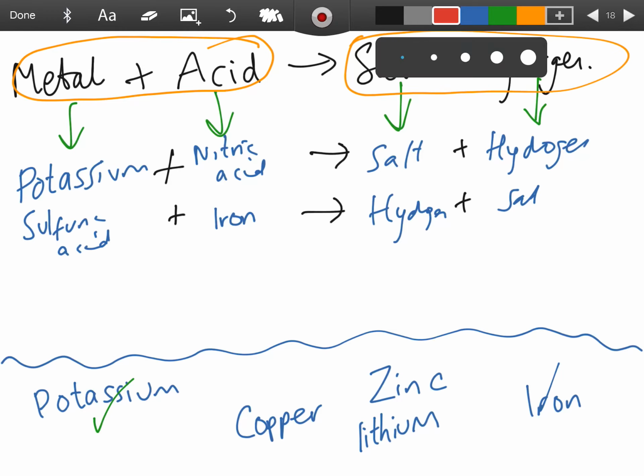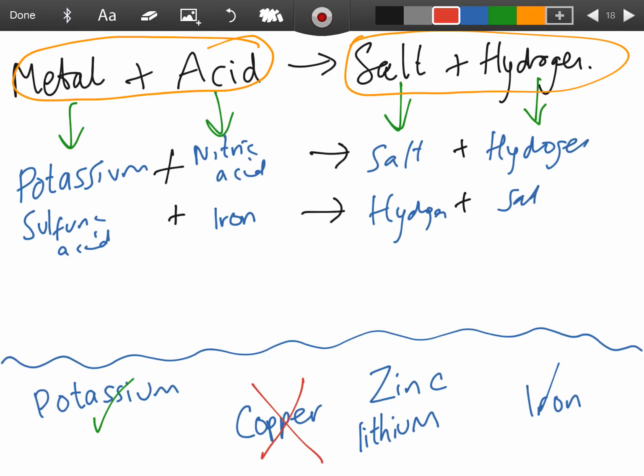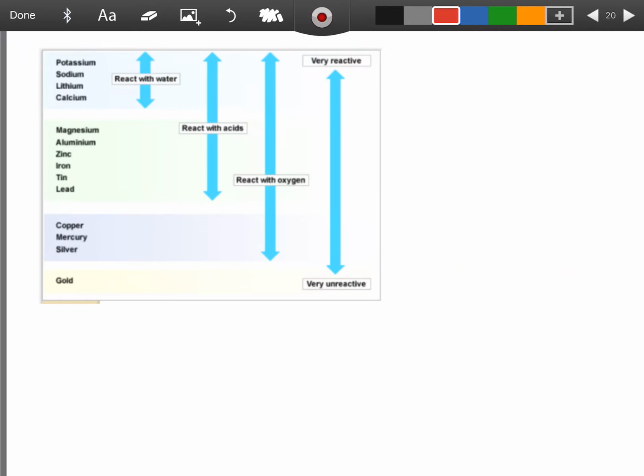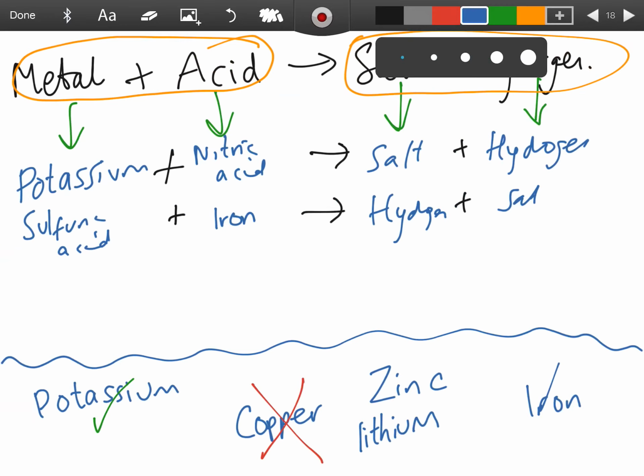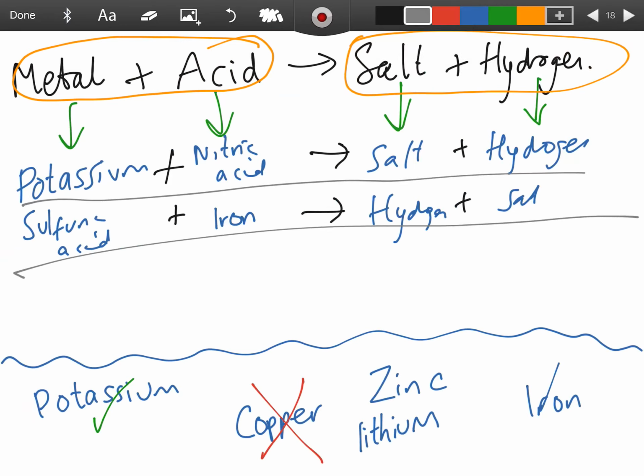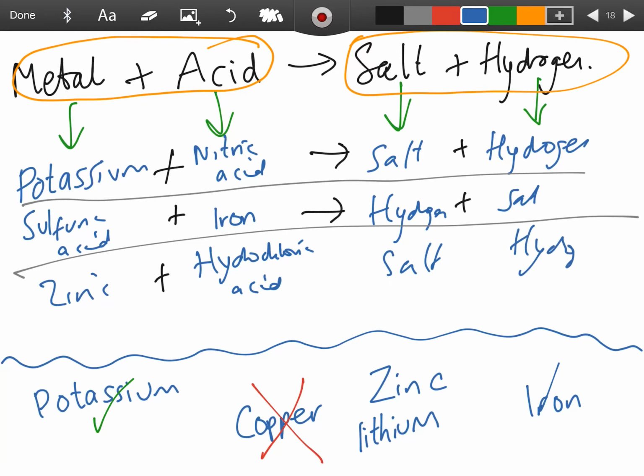If I was to say copper, I couldn't do copper because copper doesn't react with acid if you look at the reactivity series of metals, which I think I've got here. It doesn't react with acids, so I couldn't do it. Okay, again, zinc. So zinc, take the metal. So zinc, and let's say I say hydrochloric acid. I would make salt plus hydrogen. That's how you do the first bit.